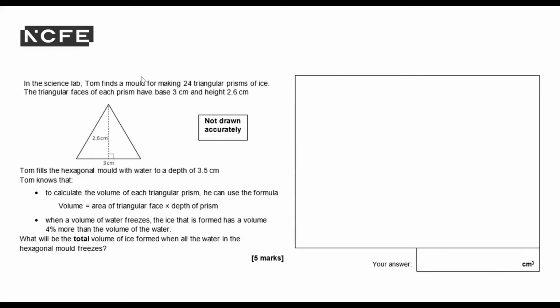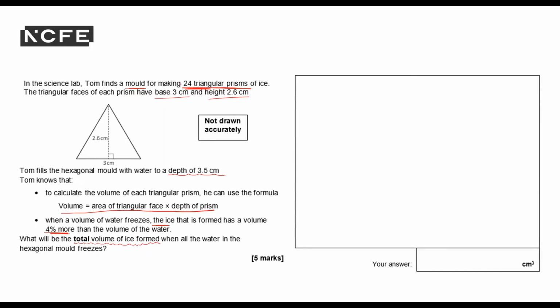Okay, so I'm going to highlight my key information because there is an awful lot going on in this question, and I just want to take it step by step. So we've got 24 triangular prisms in the mould. We've got the base and height. He fills the hexagonal mould to a depth of 3.5 centimeters. We've got the formula there. And when the volume of water freezes, the ice has a volume 4% more. What will be the total volume of ice from all the water?